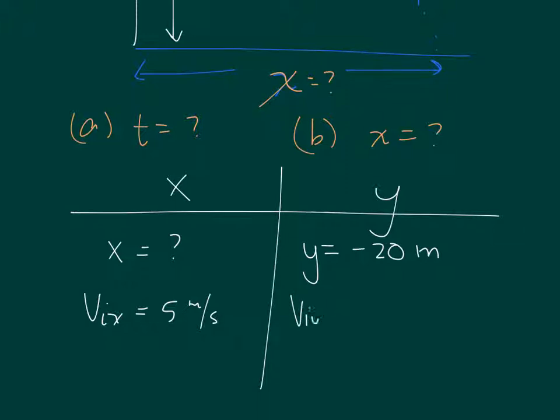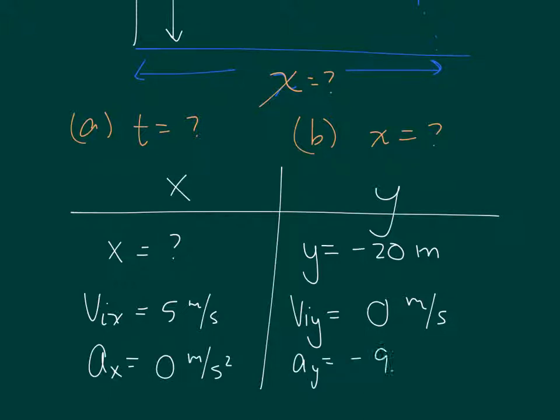What is v_iy? 0. It's always 0 when it's launched horizontally, and use common sense. Something launched horizontally means it's not launched vertically. If it's not launched vertically, it has no initial velocity in the y direction. The acceleration in the x direction is always 0, and in the y direction, negative 9.81. Good.